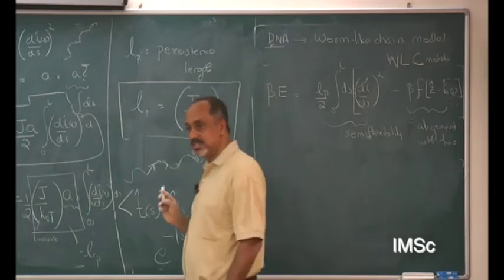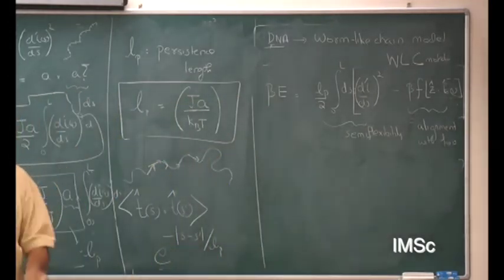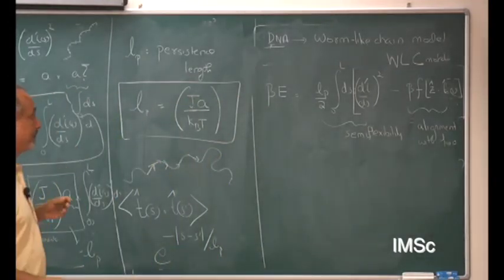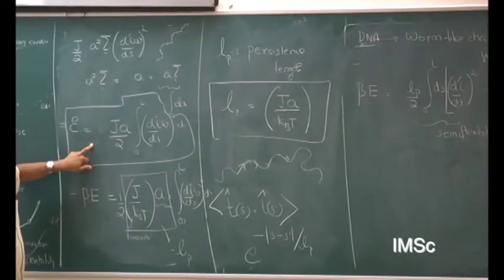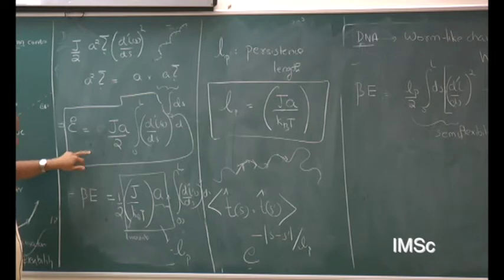I use the notation T hat. No, it's correct here. It follows the same thing. It's beta times E. The last time the minus beta is substituted, right? That should have been beta times E.